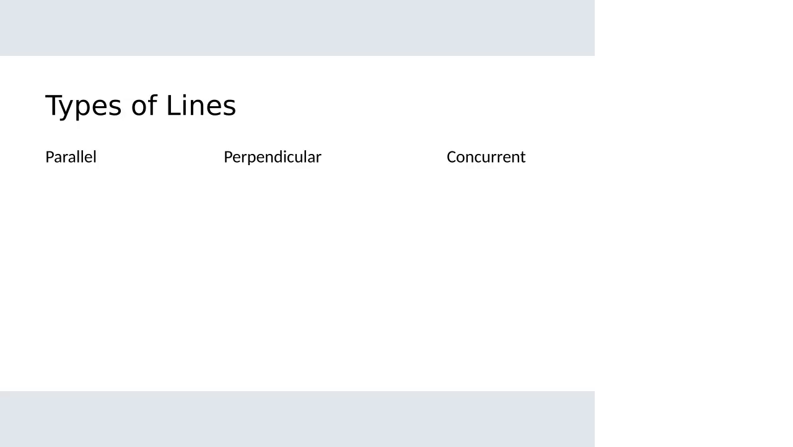Different types of lines. We're going to talk about parallel lines, perpendicular lines, and concurrent lines. Parallel and perpendicular are probably pretty familiar for you. Concurrent may not be. That's okay. We'll clear it up. Parallel lines are exactly what you would think they would be. They are two lines that never intersect.